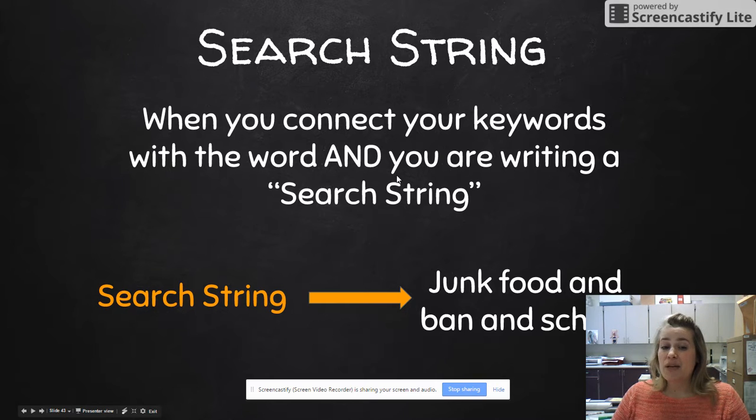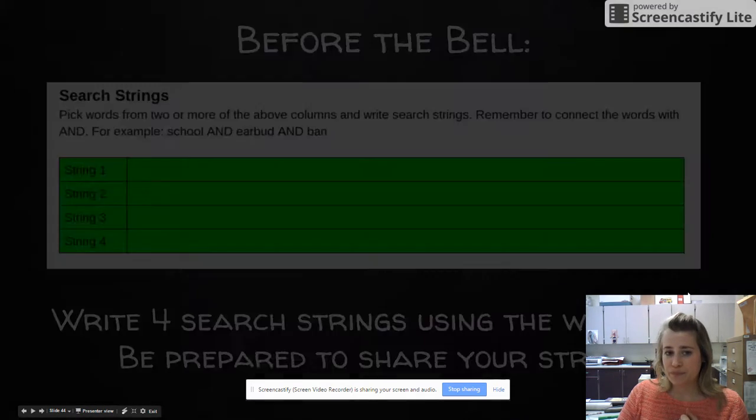When you connect your keywords with the word and, you are writing something called a search string. So a search string is just a bunch of keywords connected with the word and. Here's an example: junk food and ban and school. That's a search string because I have keywords connected with the word and.